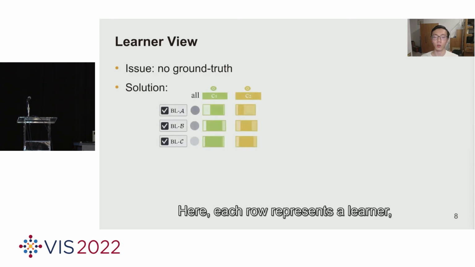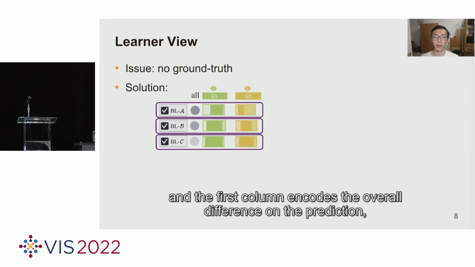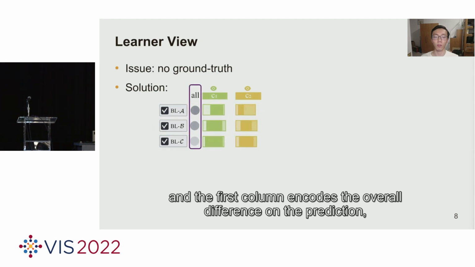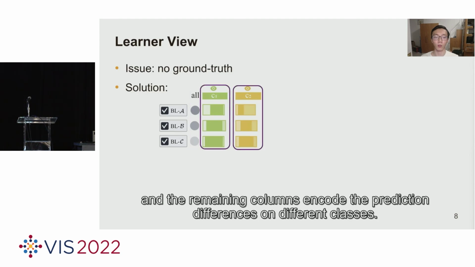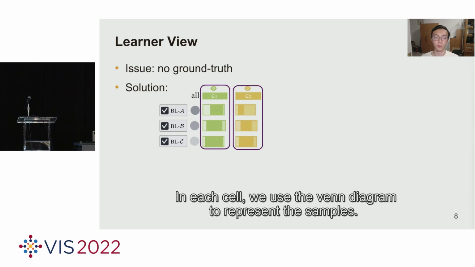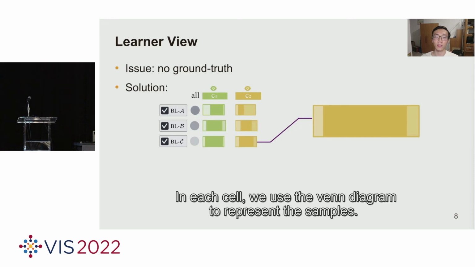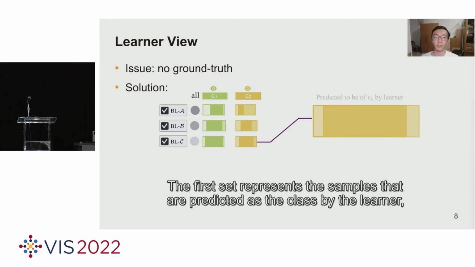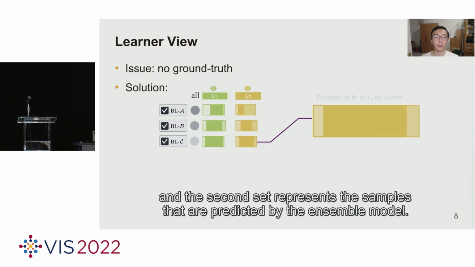Here, each row represents a learner, and the first column encodes the overall differences in the prediction, and the remaining columns encode the prediction differences on different classes. In each cell, we use a Venn diagram to represent the samples. The first set represents the samples that are predicted as the class by the learner, and the second set represents the samples that are predicted by the ensemble model.